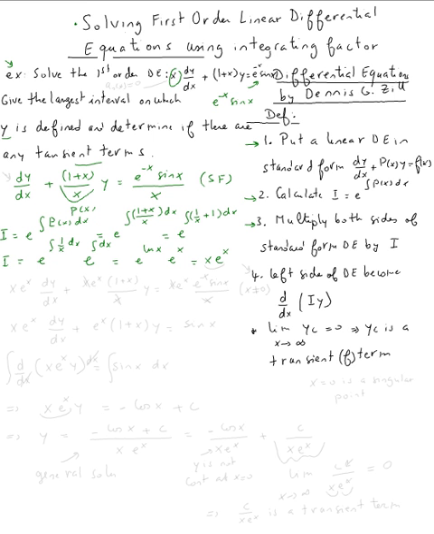Number 3, we said multiply both sides of the standard form DE by I. So multiply both sides of this equation by x e to the x. So x e to the x dy/dx plus x e to the x times (1 plus x) over x times y is equal to x e to the x times e to the negative x sine x over x. Now let's simplify some stuff. This goes with that, and this one goes with this. They cancel. So this will be x e to the x dy/dx plus e to the x (1 plus x).